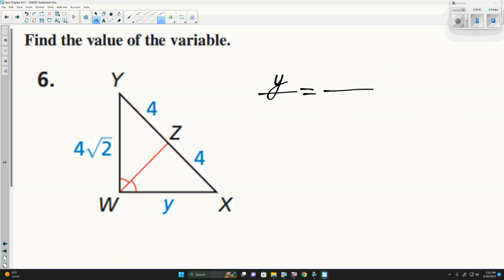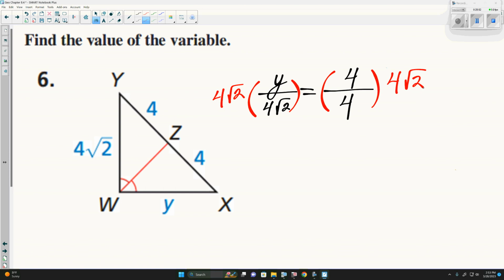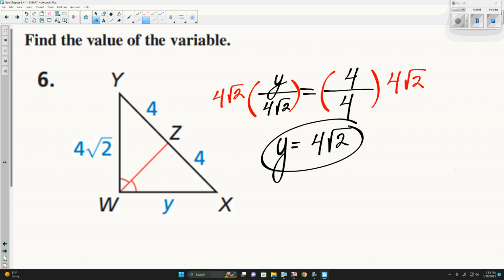So here we have y over what? 4 square root of 2 is equal to 4 over. So we need to do what? Actually, we might not need to, because what's 4 over 4? So, any other questions on this here?